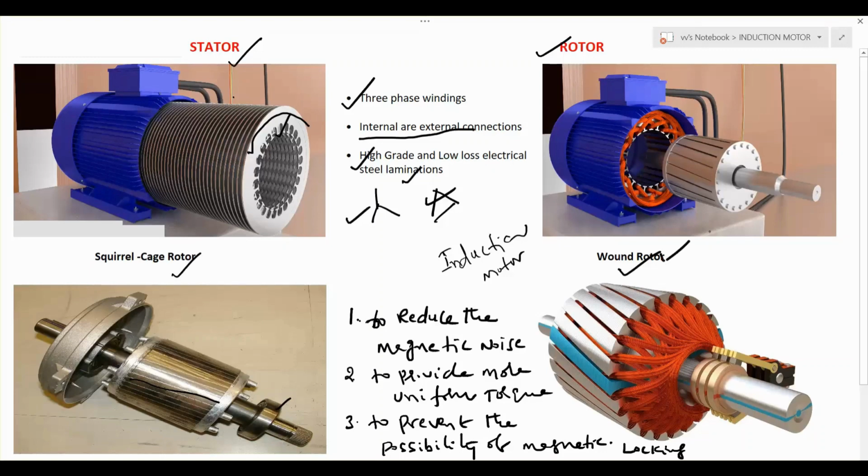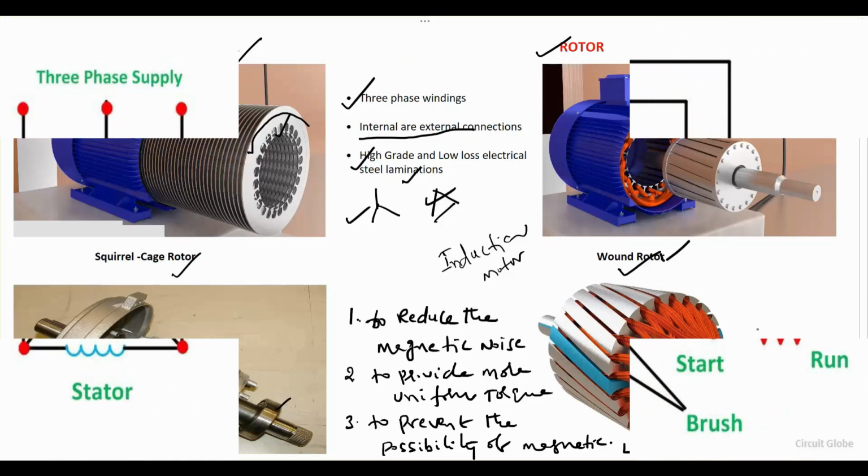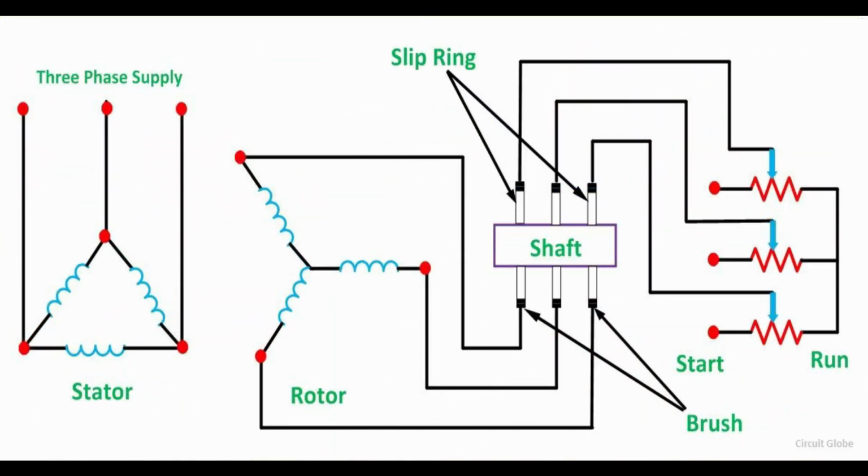Coming to the wound rotor, we see here there are 3 slip rings available on the shaft. In the case of the slip ring induction motor, the rotor winding is made on the insulated rotor slots with copper conductors. Right? Through these slip rings we can connect an external resistance. What is the advantage of connecting external resistance? We can discuss it further.